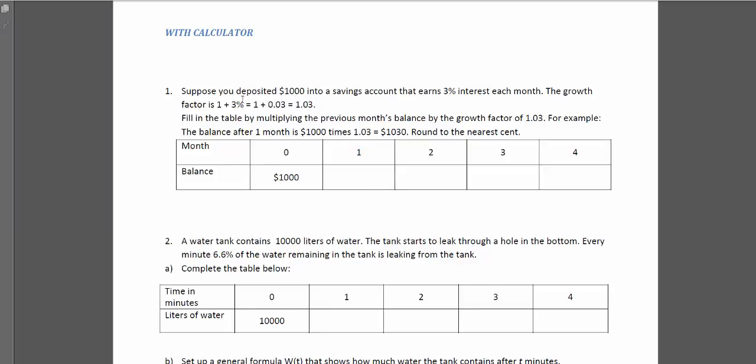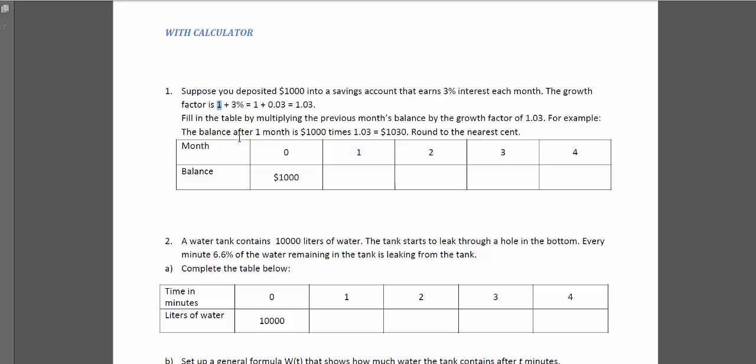In this exercise, you deposit $1,000 into a savings account and you earn 3% interest, which means that you receive 3% of the actual amount in the account each month. So it's growing, therefore after 1 month the value is going to be greater. Okay, it's going to increase by 3%. So how do we find the growth factor, or the factor in general?